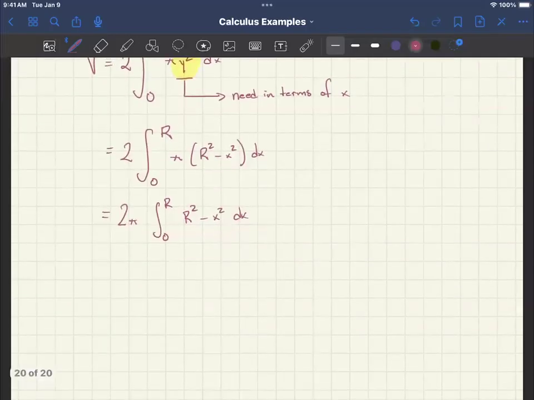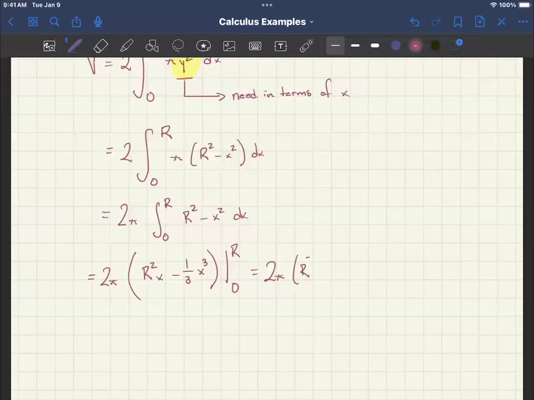And now when we integrate that, we end up with 2 pi r squared. We are going to tack on an x there, minus, and instead of x squared, we are going to add 1 to our power. So that's going to be a 3, and we're going to divide by our new power. So that's 1/3. And we are evaluating this from 0 to r. So let's put in our r value first. R squared times R is R cubed minus 1/3 R cubed. When we plug in 0, everything disappears because everything has an x attached to it. So we don't have to worry about that.